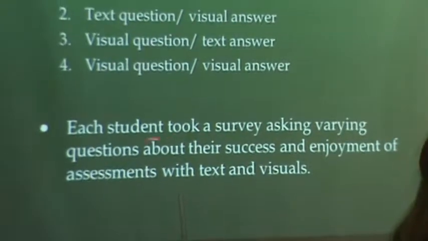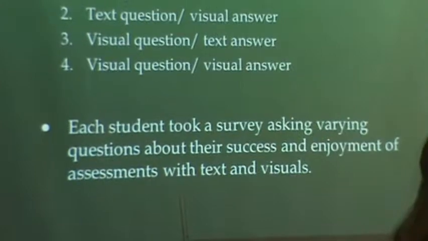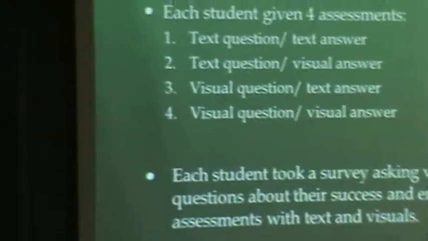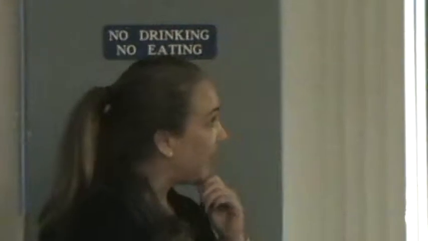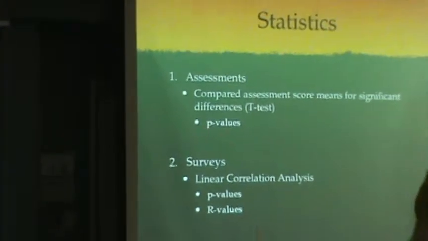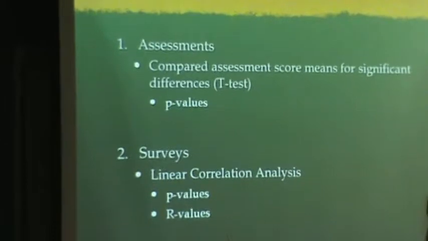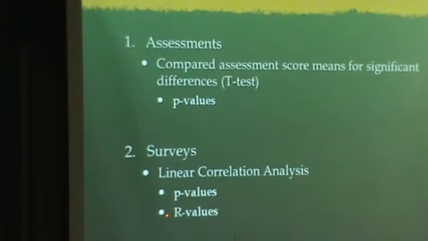they understood. Finally, they took a survey where I asked them: do you enjoy assessments with words only, or do you enjoy them with visuals? Do you do well on assessments, and if so, which kind? The kind with words, or the kind with visuals? After the assessments, I compared the differences with the t-test. I got the p-value. For the surveys, I did a correlation, basically to find patterns. Were there any patterns in the answers? That's what this means. And how strong were the patterns?